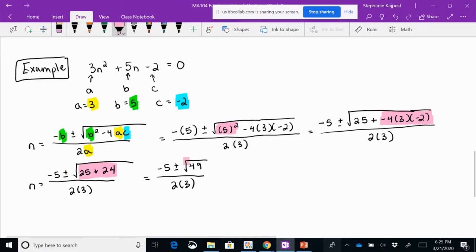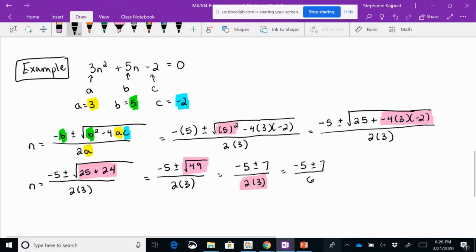Next step is to take the square root of 49. You're going to do that on your calculator, and that will give you 7. So you're going to have -5 plus or minus 7 over 2 times 3. Now in our denominator, we have 2 times 3, so we're going to multiply those together. So this is -5 plus or minus 7, and then 2 times 3 is 6.